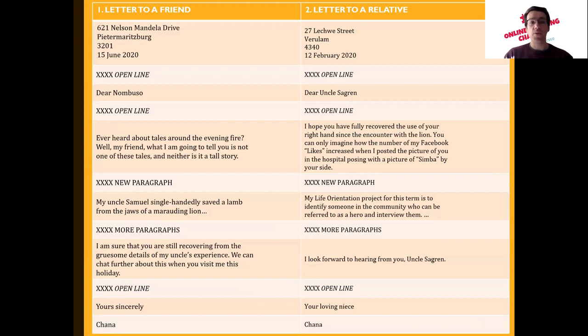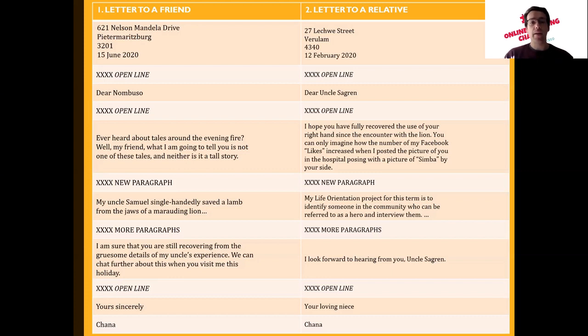So first and foremost, we need to establish the address to which the writer is writing from. So in this particular case, it's the home address, 621 Nelson Mandela Drive, Pietermaritzburg, postal code 3201, and it is being written on the 15th of June, 2020. Okay, so what you do then is that you leave a line, as you can see there, indicated in the actual table. There's an open line between the actual address and your initial statement. So your initial statement would be addressing whoever will be the recipient of your letter. In this case, it is Nombuso. So you would start off with, Dear Nombuso.